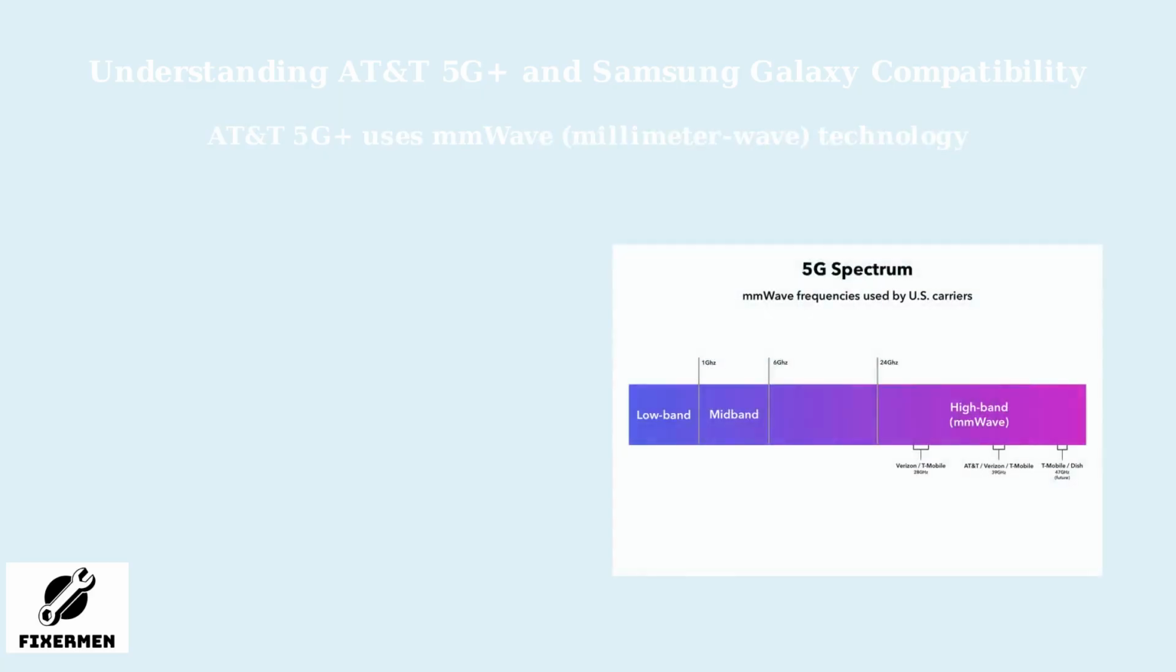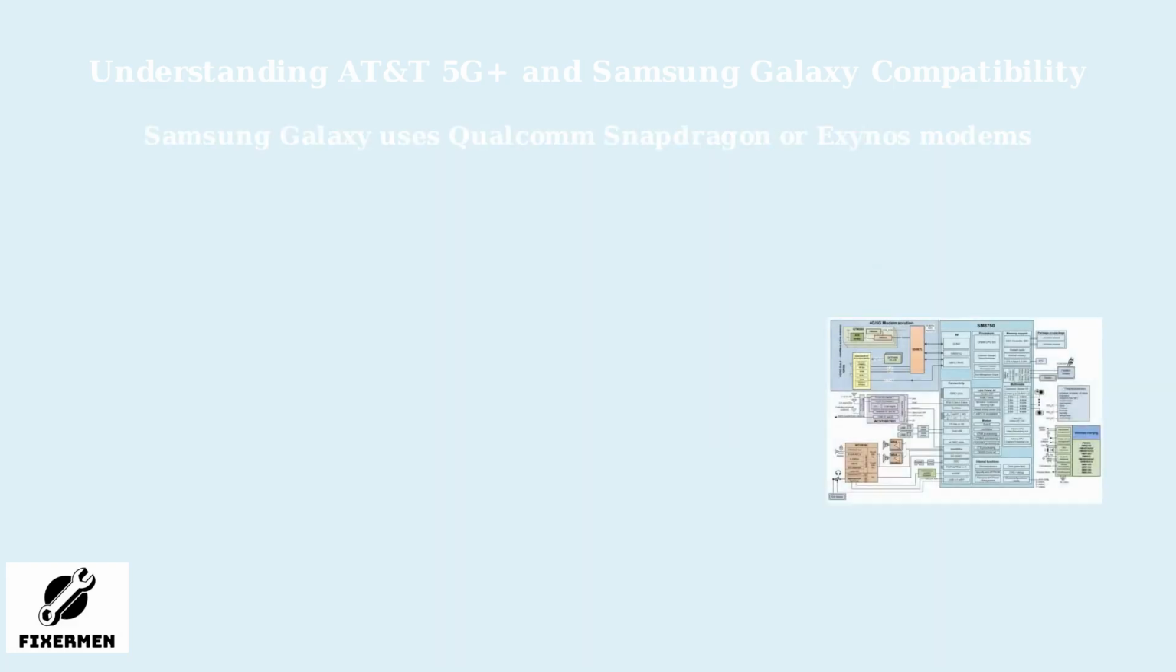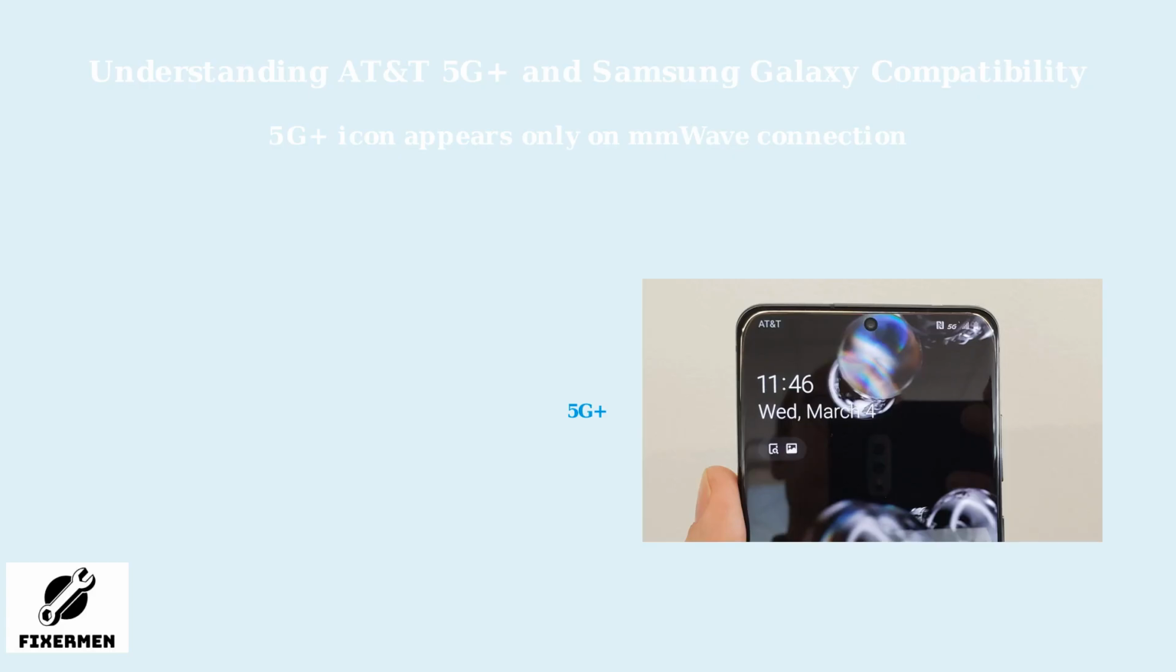Millimeter wave, or mmWave, operates on high-frequency bands like 39 GHz, providing speeds up to 10 Gbps in ideal conditions. However, its short wavelengths mean it has limited range and struggles with obstacles like buildings. Samsung Galaxy devices use Qualcomm Snapdragon or Exynos modems to connect to 5G networks. These modems detect and connect to specific frequency bands, including mmWave. The 5G Plus icon displays only when the phone successfully detects and connects to mmWave bands.